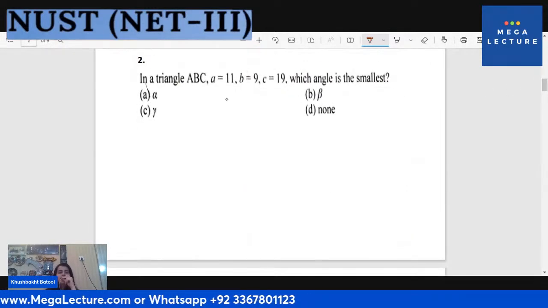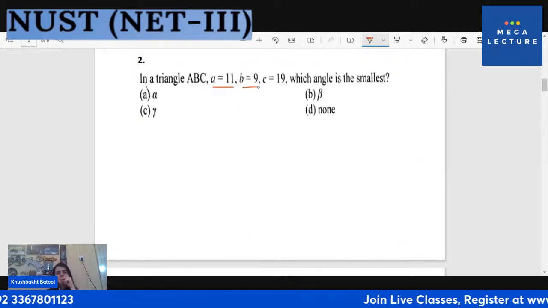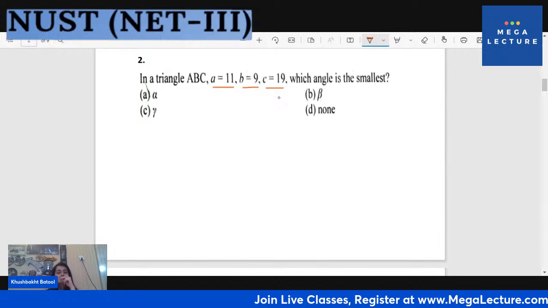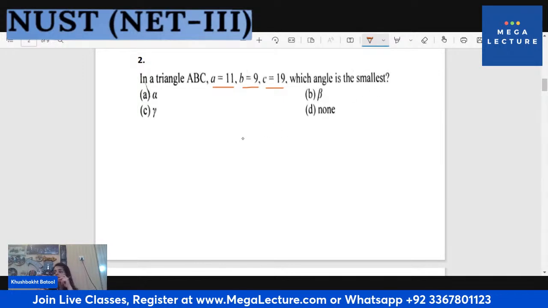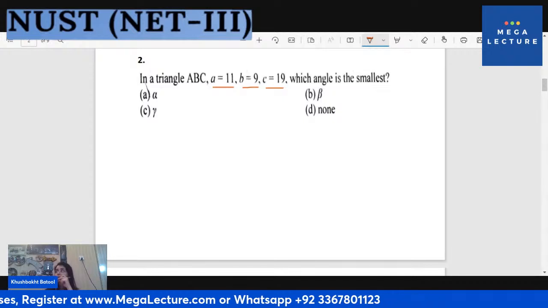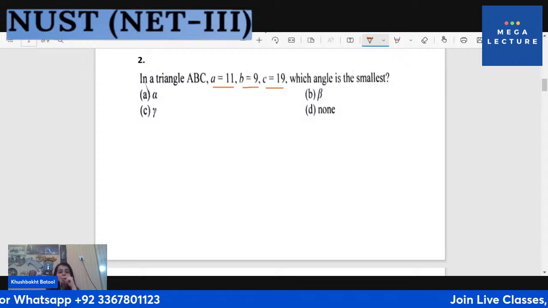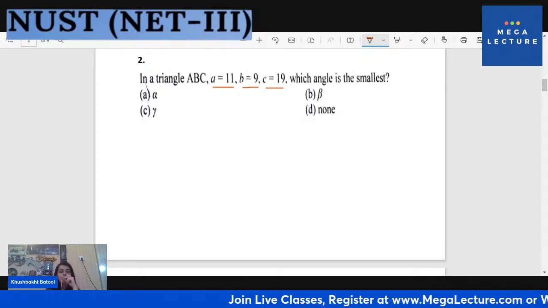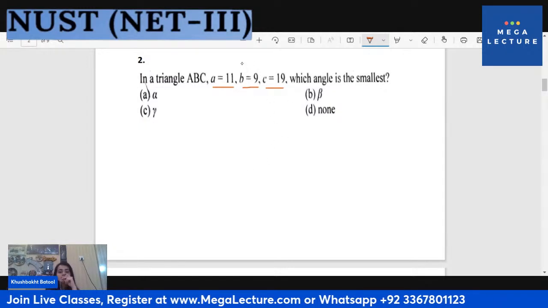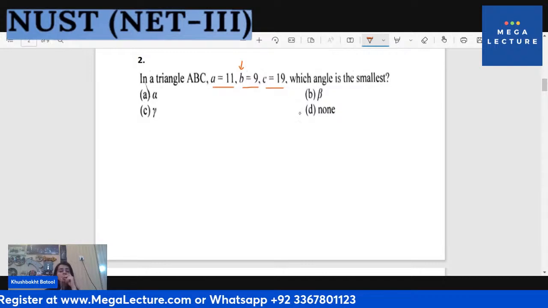It says in a triangle ABC, side A is 11 units long, B is 9 units long, and C is 19 units long. Which angle is the smallest? Now we know that there is a relationship between the angle and the side of the triangle. So if you have a bigger side, it means that the angle opposite to it would be bigger. So if the smallest side is B, then the smallest angle would be beta. So the answer is going to be beta in this case.